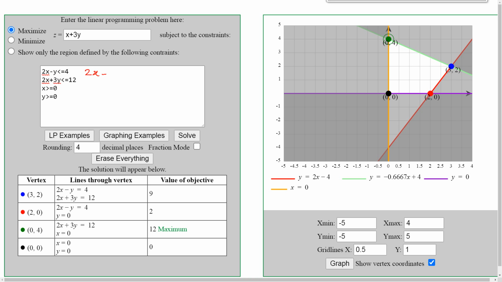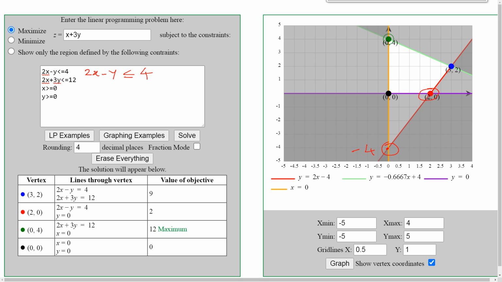So here we have 2x minus y is less than or equal to 4. Refer to the video in which we have seen how to determine the feasible region. This is the line 2x minus y is less than or equal to 4. And the point on the x-axis is 2, this point I am referring to, and the point on the y-axis is minus 4, this point. So this is the required line, 2x minus y is less than or equal to 4.